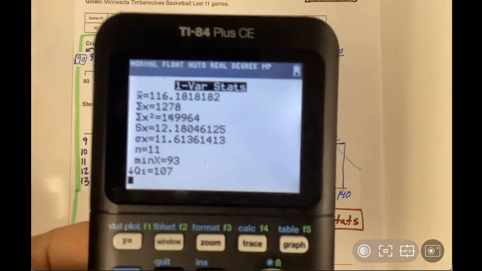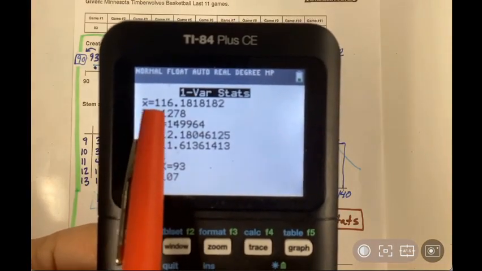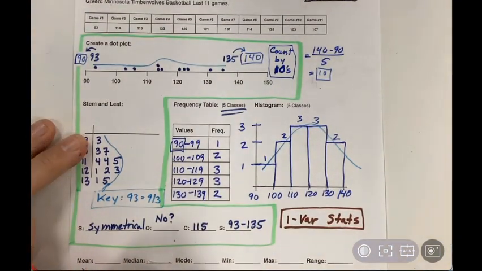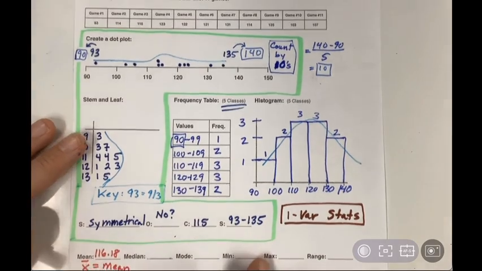Now on my screen, it's going to say 116 with this little x and the bar over it. That x with the bar over it, that's the mean. So when I go over here, the mean is this little x symbol. I'm going to write that out here too on my paper so I don't forget this, that the x with the bar is the mean of the data, or the average, which in this case is 116.18. That just tells you that the average score of the Timberwolves games was 116.18 points.